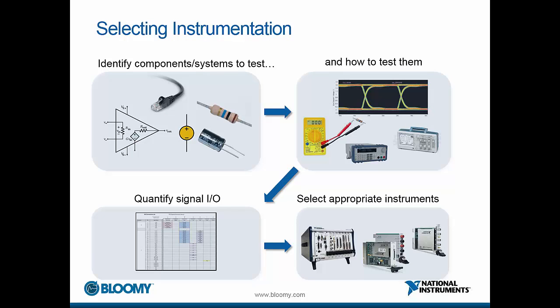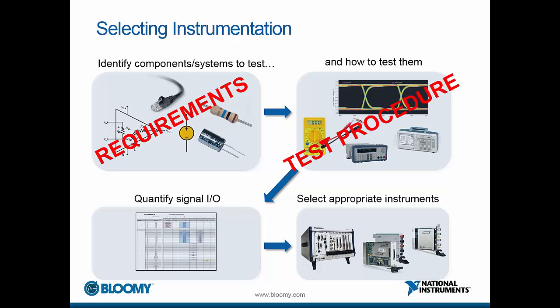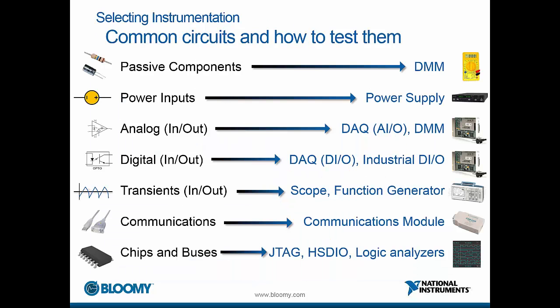When defining instrumentation, it is important to know what components and systems are going to be tested and how to test them. In our previous planning, we have already completed this through our requirements document and test procedure. So the next step is to quantify all signal types necessary to test the unit and select the appropriate instrumentation and modules. In general, passive components such as resistors, capacitors, inductors, and even some active components such as diodes may be verified using a digital multimeter.